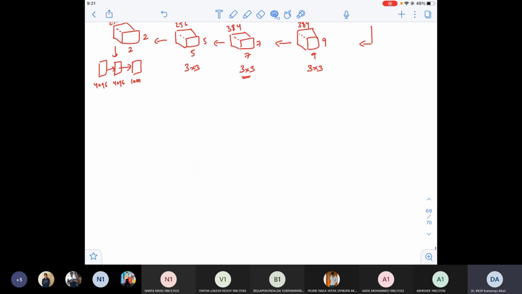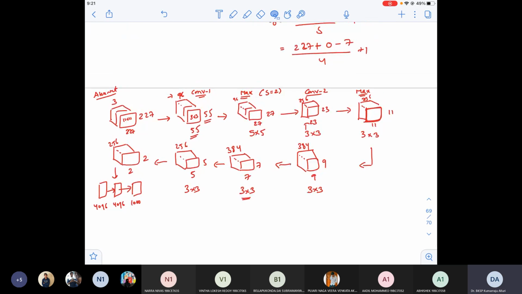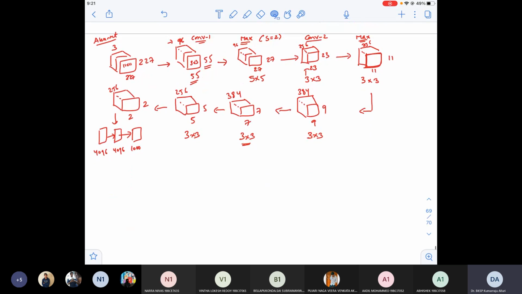Okay. Fine. Now let us try to draw the ZFNet. Only for comparison, I have to draw this AlexNet, ZFNet. Already I've told you that AlexNet and ZFNet differ in the first layer. Already I've shown you that.